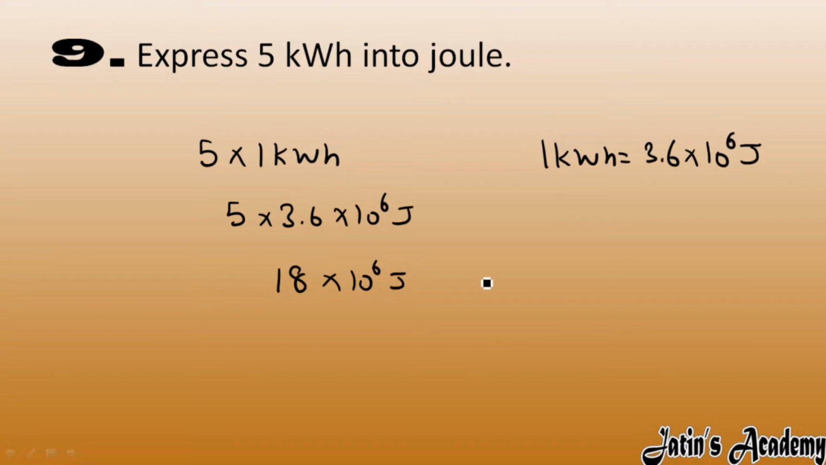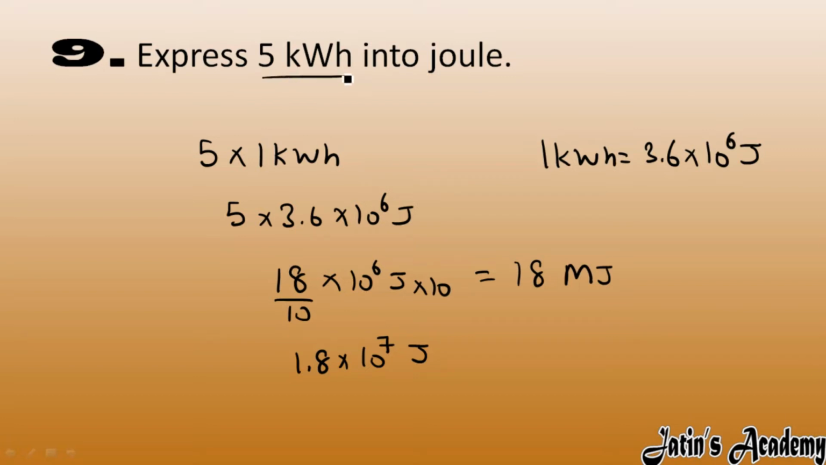So here you can stop the answer by writing it as 18 megajoule, or you can convert it into physics unit by dividing it by 10 and multiplying it with 10. So here we got 1.8, and here you can write the base same, power at 10 raised to power 7 joule. So this is the expression, meaning 5 kilowatt hour is converted into joule.